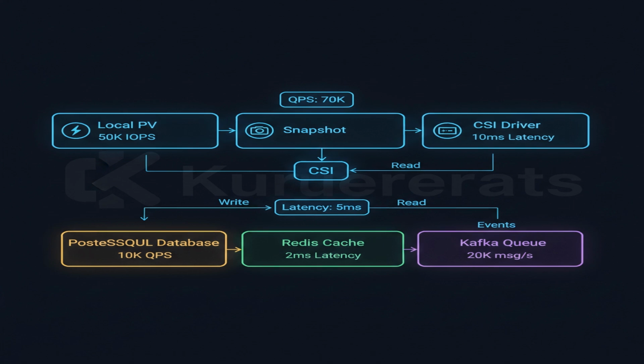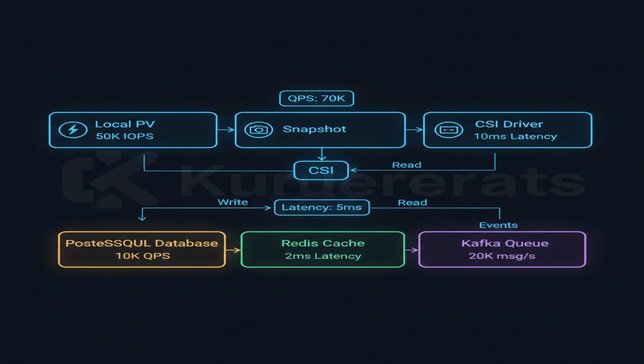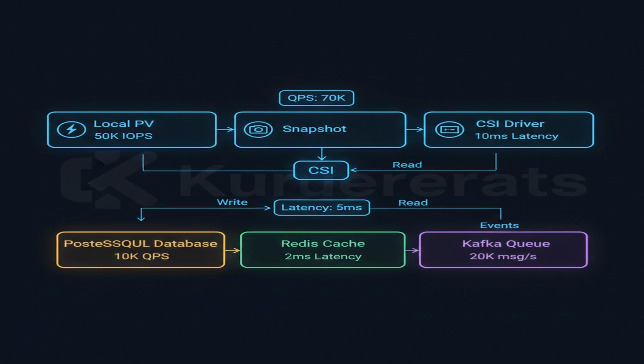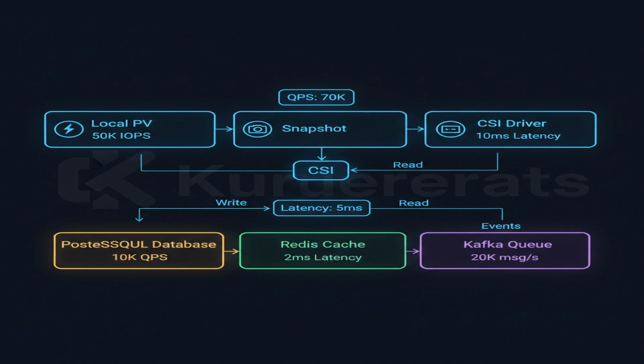To scale our storage, we can use local persistent volumes for high-performance I/O. Local PVs are directly attached to a node, providing faster access than network-based storage. However, they're less portable. We can also use volume snapshots to create point-in-time copies of our data for backups and disaster recovery. The Container Storage Interface, CSI, allows us to use a variety of storage providers with Kubernetes. CSI drivers are plugins that enable Kubernetes to interact with storage systems.